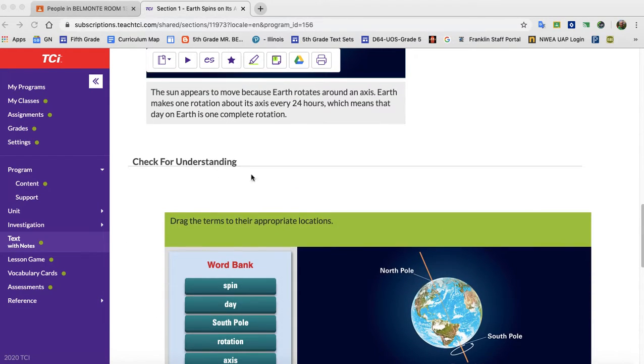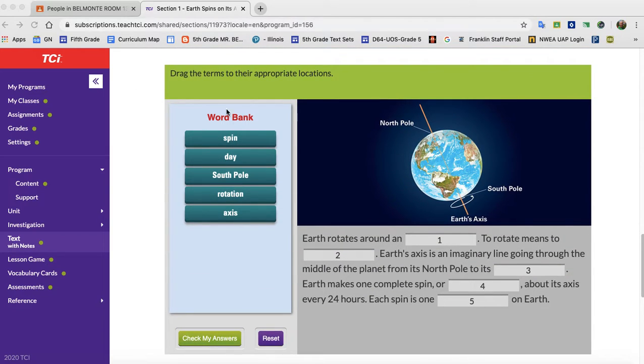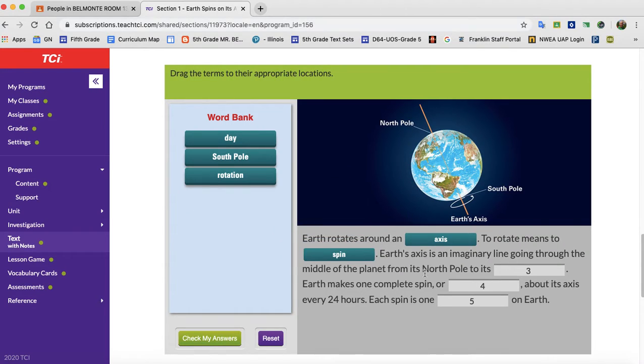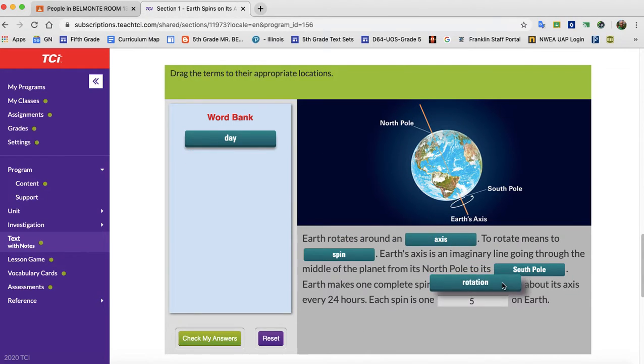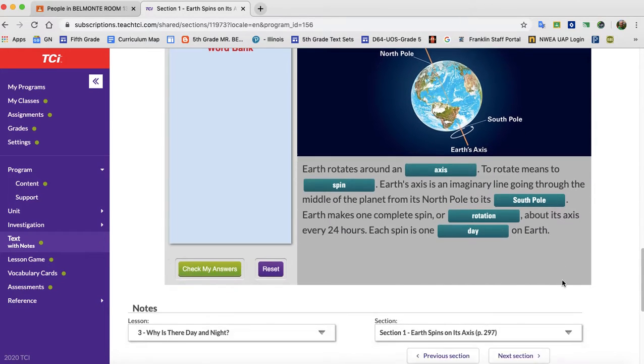If you go down here, it says check for understanding. And right here, we're going to do this together. It says the Earth rotates around a blank. Well, we talked about it rotates around an axis. So I'm going to move this over here. To rotate means to spin. Earth's axis is an imaginary line going through the middle of the planet from its north pole to its south pole. Earth makes one complete spin or rotation about its axis every 24 hours. Each spin is 1 day, and that should be all pretty easy for you guys to understand.